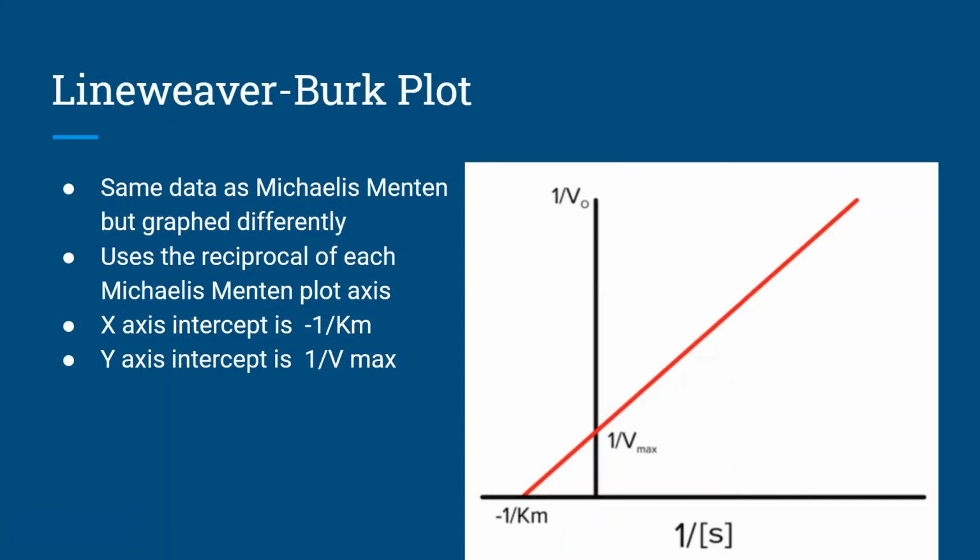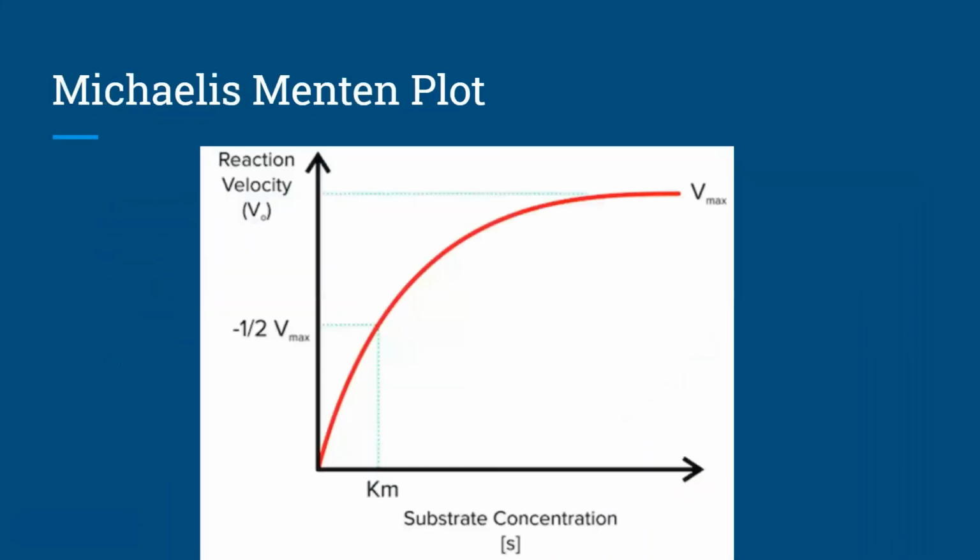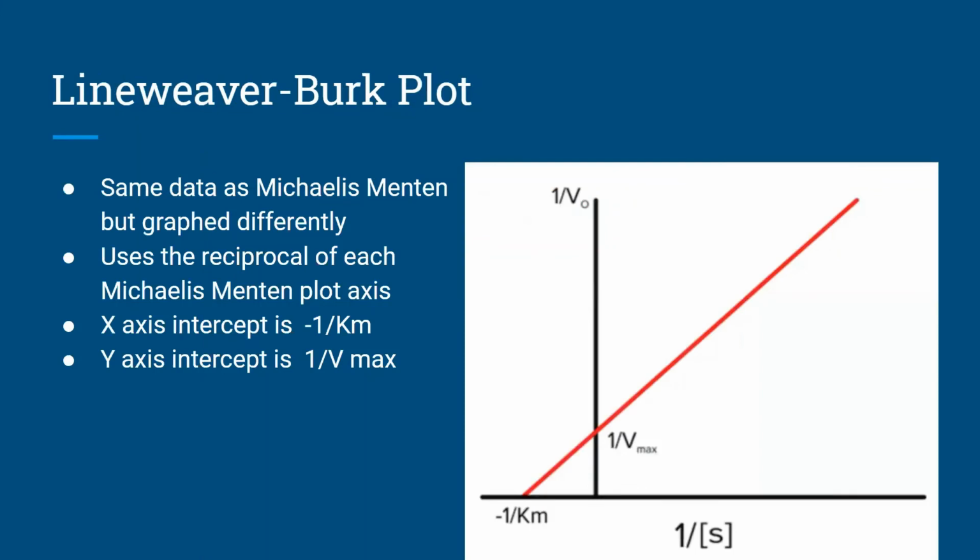So the Lineweaver-Burk plot and Michaelis-Menten are pretty similar. It's just how they're plotted. The Michaelis-Menten is good for looking at the overall velocity of the reaction, but it's hard to determine the 1/2 Vmax and Km. The Lineweaver-Burk plot simplifies it by allowing you to calculate them using the x and y axis intercepts.